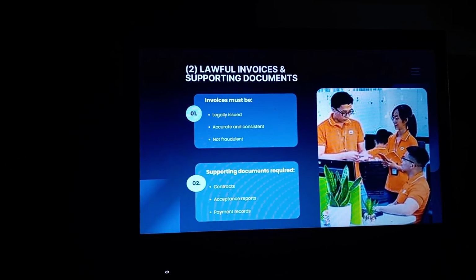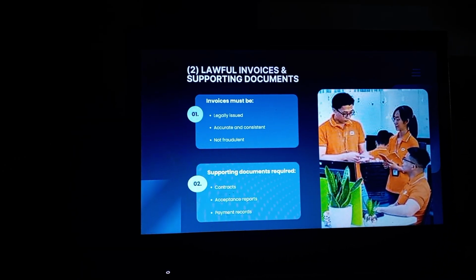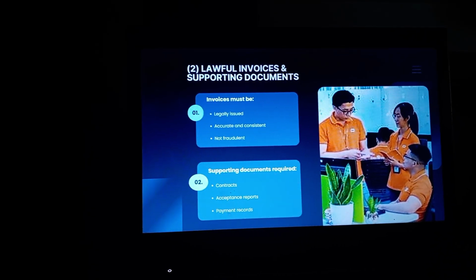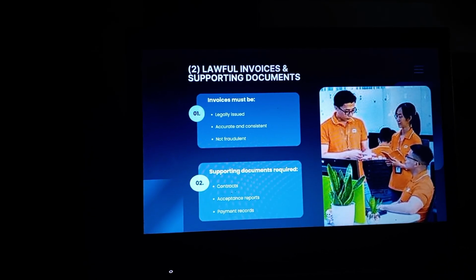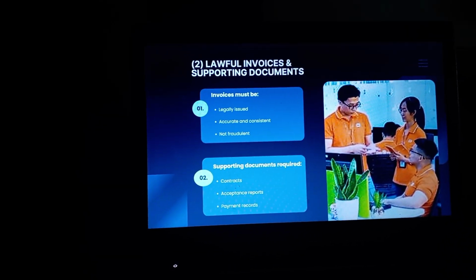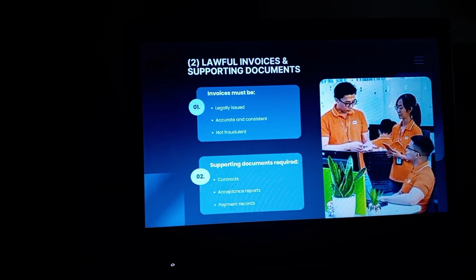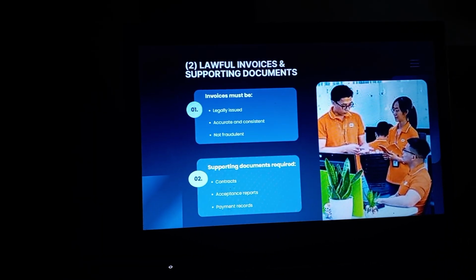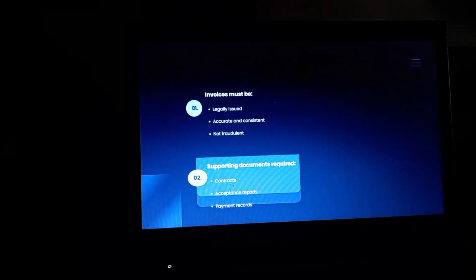Second is lawful invoices and supporting documents. Invoices must be legally issued, accurate and consistent, not fraudulent. And supporting documents include records such as contracts, acceptance reports, and payment records.